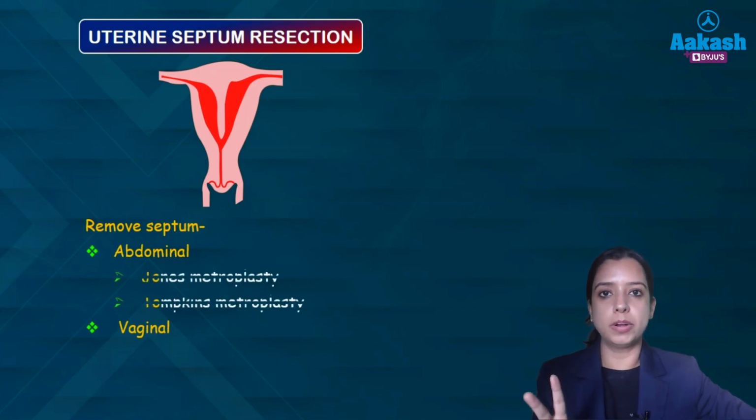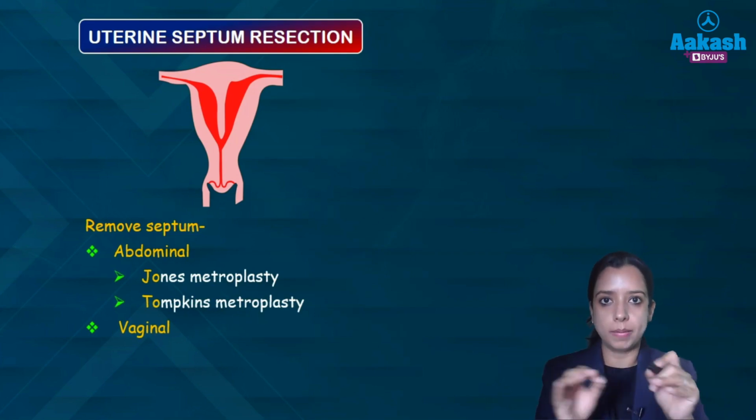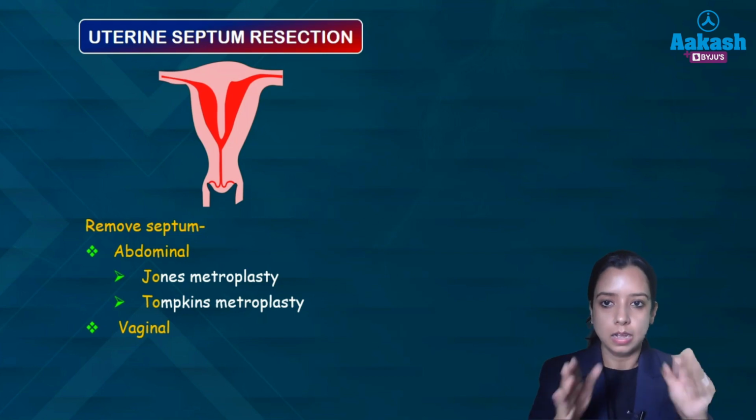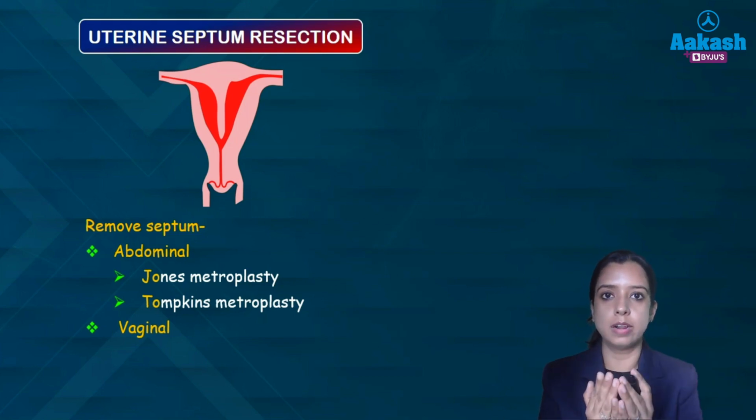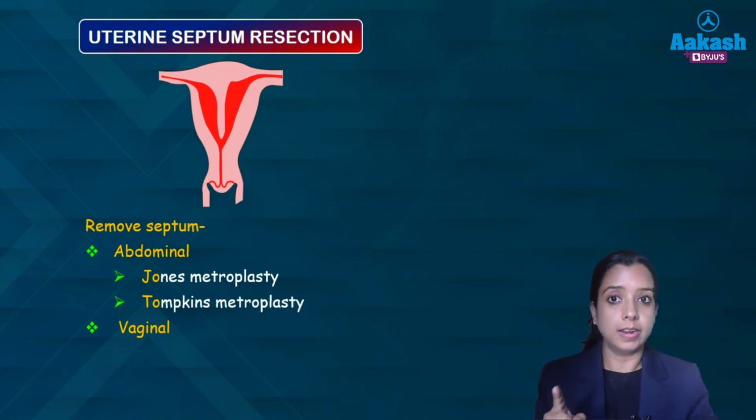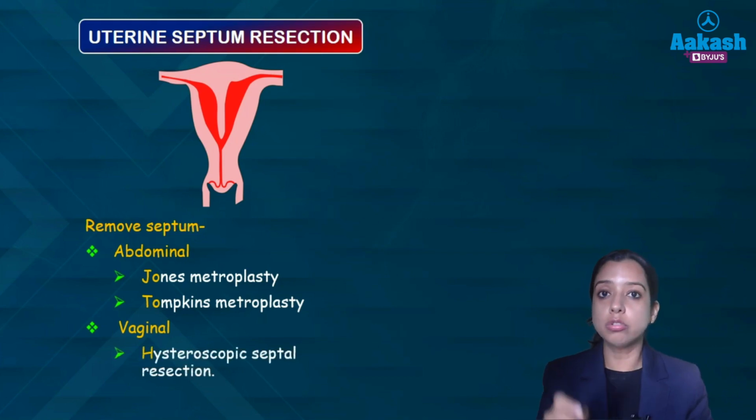Abdominally, 2 operations are done, Jones metroplasty and Tompkins metroplasty. In both of them you don't need to know much, you just open the abdomen, laparotomy is done, cut the septum, stitch the remaining uterus and the operation is done. Another one is vaginal, in which you hysteroscopically just cut the uterine septum. The muscular wall of the uterus is not removed.